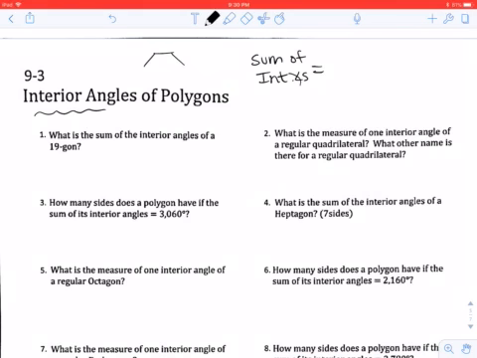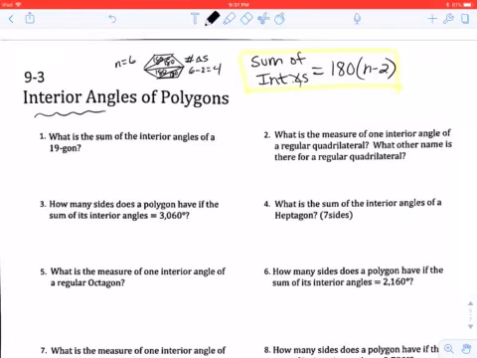For example, in a hexagon, if I make triangles with this diagonal, and this diagonal, I have 4 triangles. So I would do 180 times 4. It's all about triangles, so we're going to do 180 times the number of triangles. Since there were 6 sides in this hexagon, the number of triangles is 2 less than that. So 6 minus 2 is 4. Our formula for the sum of the interior angles is 180 times n minus 2. So that's the first thing.